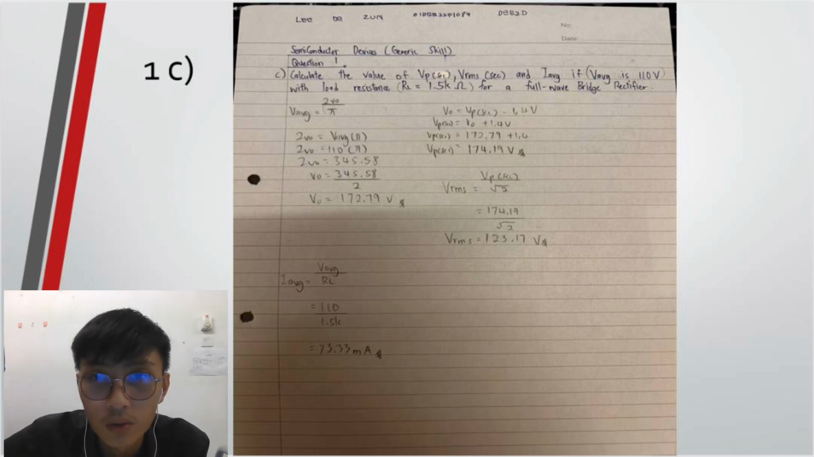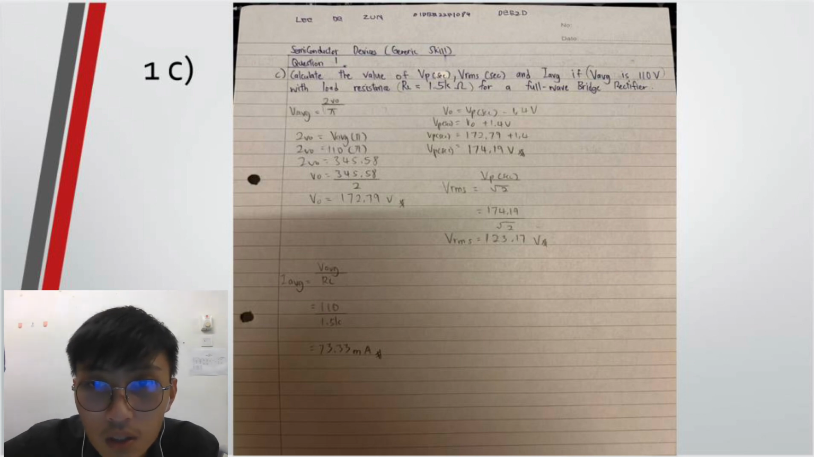And then we use the formula to find the VP secondary. It is V out equals VP secondary minus 1.4 volt. So VP secondary is equal to V out plus 1.4 volt. We substitute the value of V out inside, and we get the VP secondary. And then we want to find the VRMS, and the formula is VP secondary over square root 2. And then we will get the answer 123.17 volt.